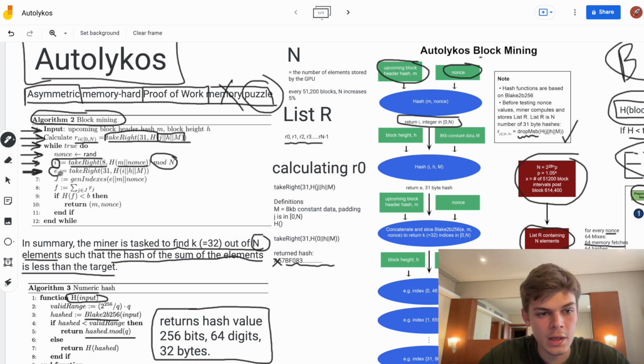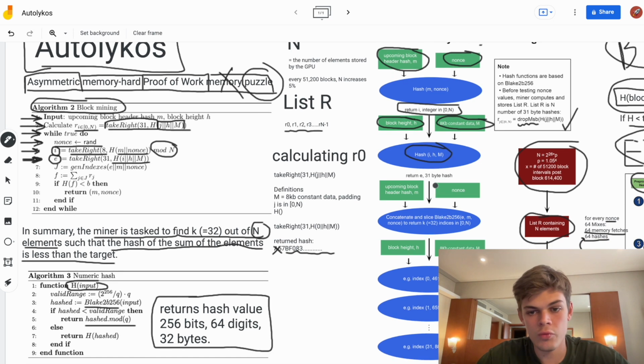So now we'll calculate E. What happens with E? Well, pretty much the same thing without mod N. We do H, the hash function given I, which we just calculated, the block height, and the constant data set M. We pass it through algorithm 3, which is here, and then we return E, which in this case is 31 bytes long, right? So we're returning a 31 byte hash, which is E.